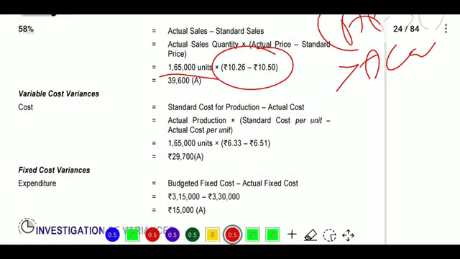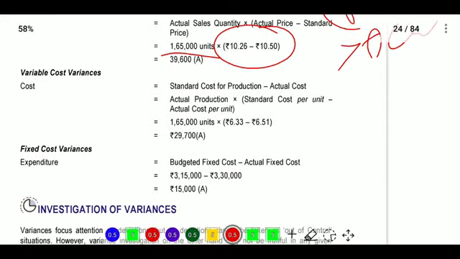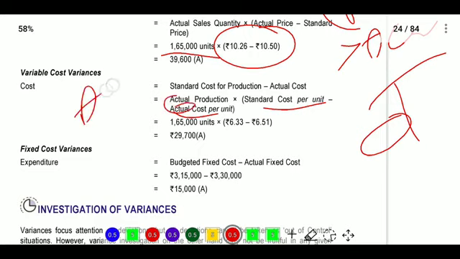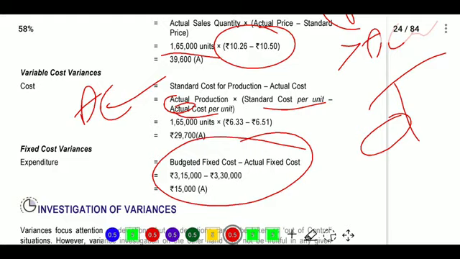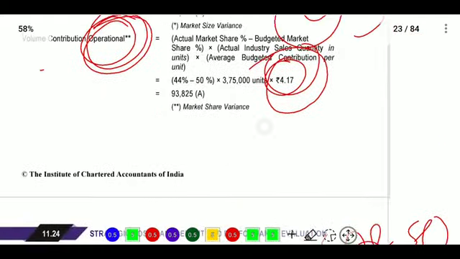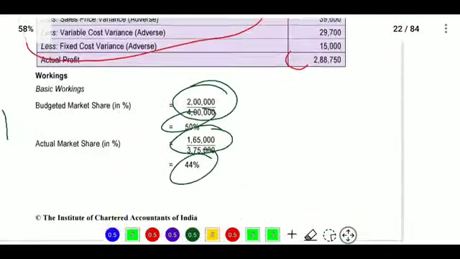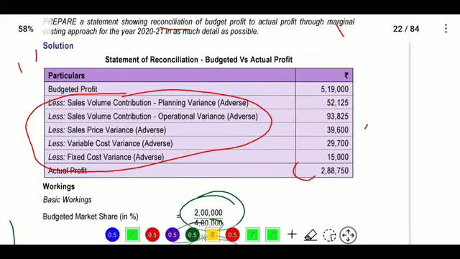Next, variable cost expenses, cost variances. Cost means the left hand side. So on the left hand side we take what arises first, that is standard cost minus actual cost, and we will take the quantity. Quantity means always actual quantity, actual production. Next, fixed cost: we have budgeted fixed cost and actual fixed cost, so we will take them directly. And whatever variances we got, we will provide here, and we will get the actual profit.